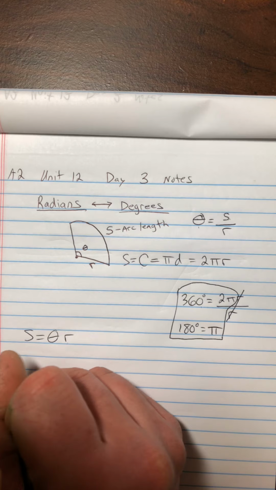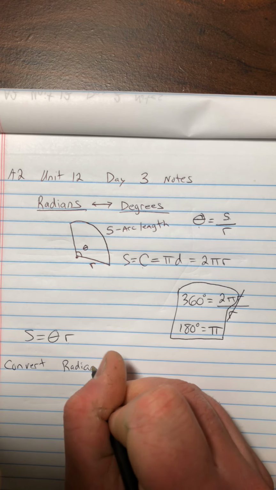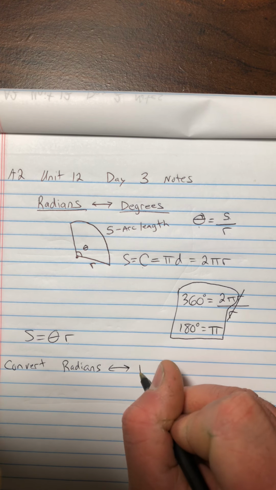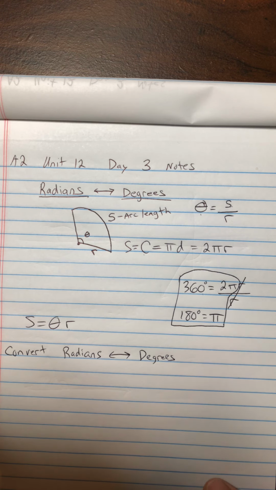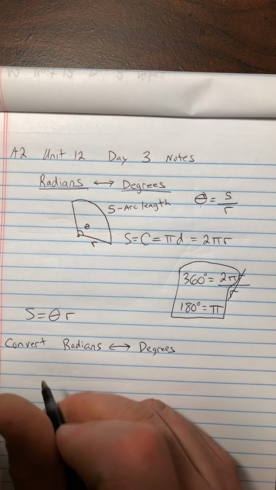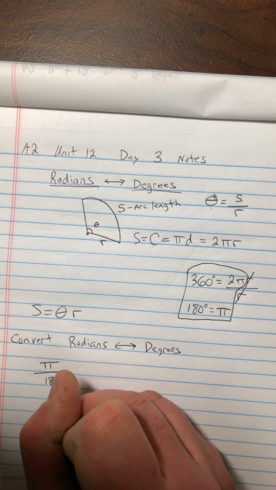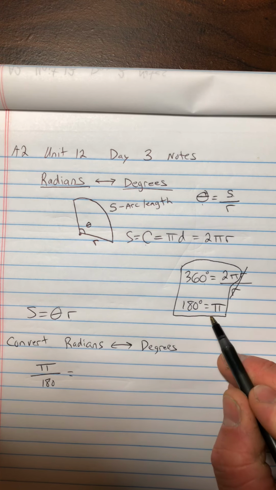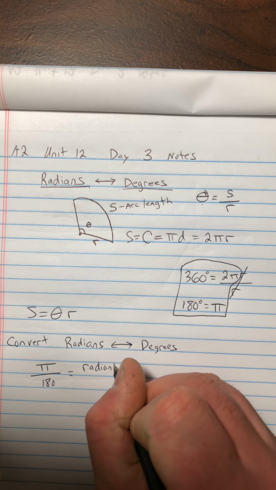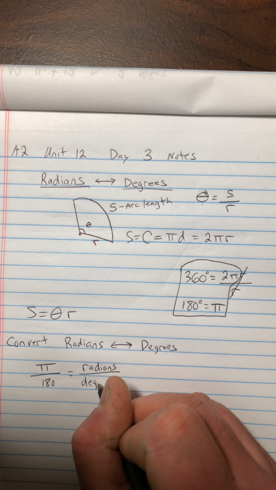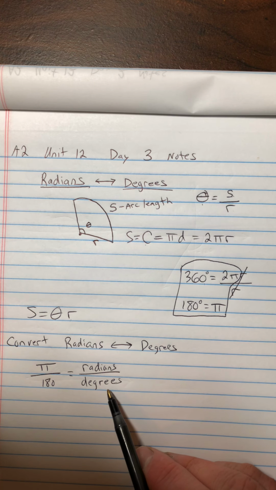So how to convert between the two. Convert from radians to degrees and vice versa. There are some buttons on your calculator. If you want to look that up, Google it, go ahead. The easiest way to do it though, set up a proportion. I would say pi is to 180, kind of like we just said here, as radians are to degrees. It's a little bit of work, but it'll work every time and it always gets the right answer.